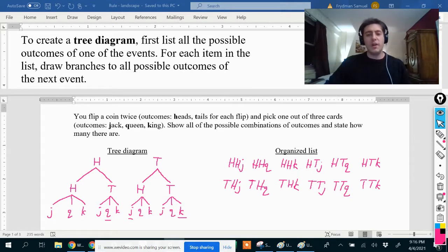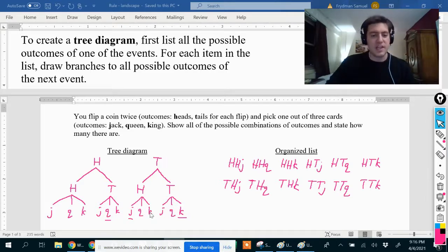Now, how many different combinations are there? Well, we can count them. Let's see, 1, 2, 3, 4, 5, 6, 7, 8, 9, 10, 11, 12. Notice that when I'm counting off the tree diagram, I only have to count the last row here. If you count these also, like 1, 2, 3, up to 18, that would be incorrect. We're only counting the last row because each of the letters in this last row already includes the information from the rows that came above it.